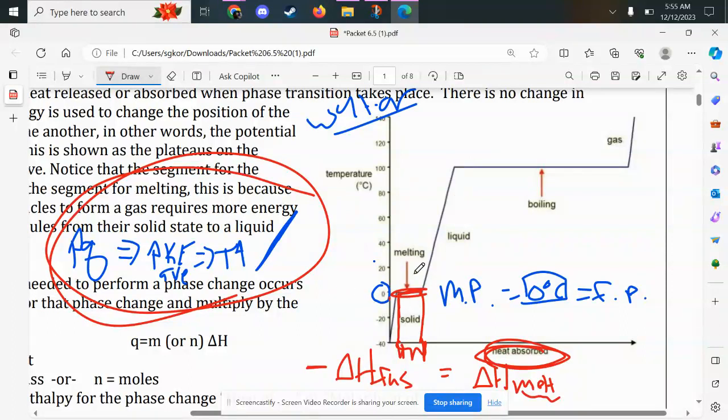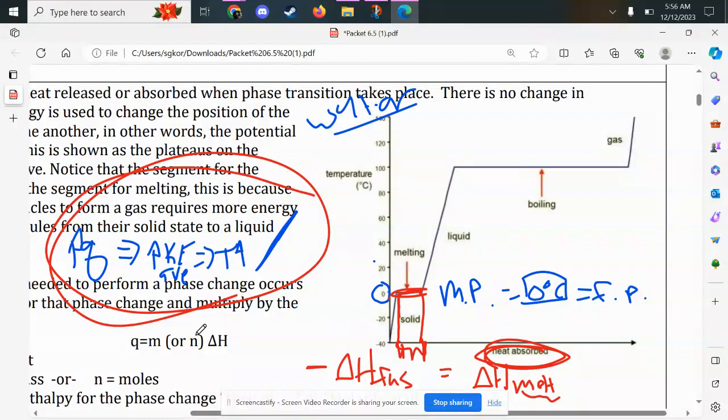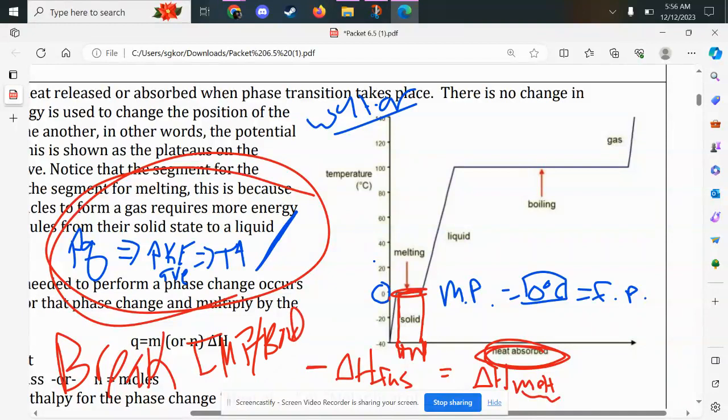But why did it plateau? Well, all of that energy stops going into the kinetic energy and goes into breaking IMFs or bonds, depending on the substance. Attractions. So during this melting process, no energy is going into the kinetic energy, and all of it is going into breaking these IMFs. So our temperature doesn't increase, but our particles separate.